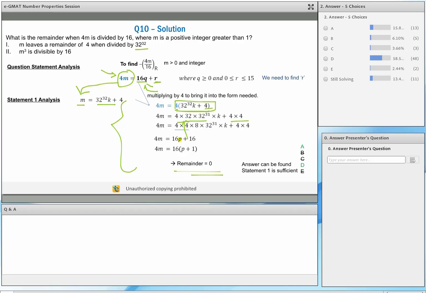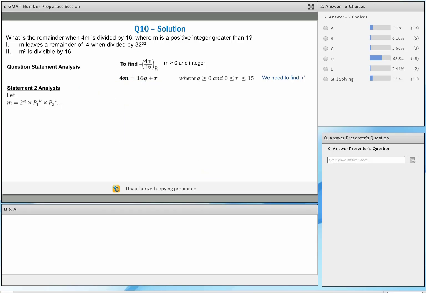Okay, but to apply those process skills. Okay. Now, let's take a look at statement 2. Statement 2 is a little bit more complicated, as I said. M cube is divisible by 16.